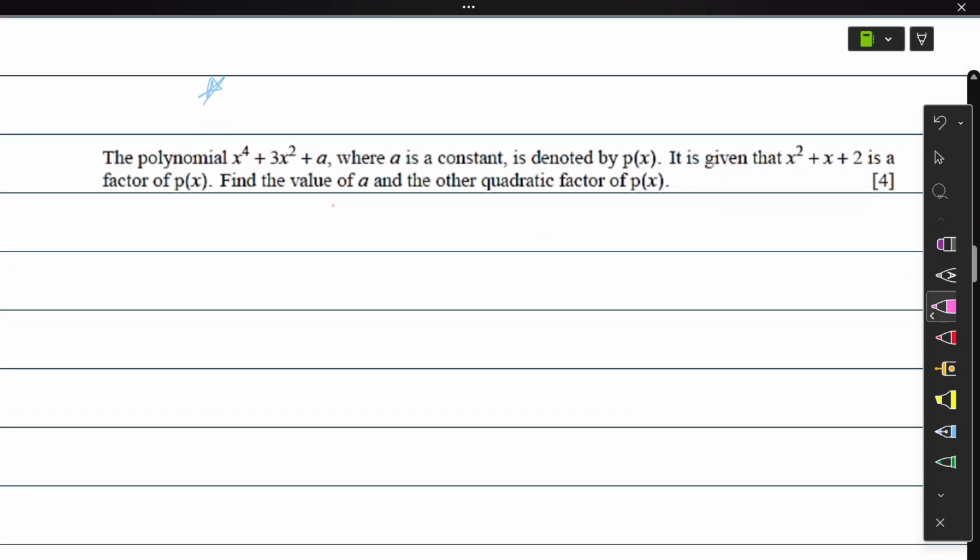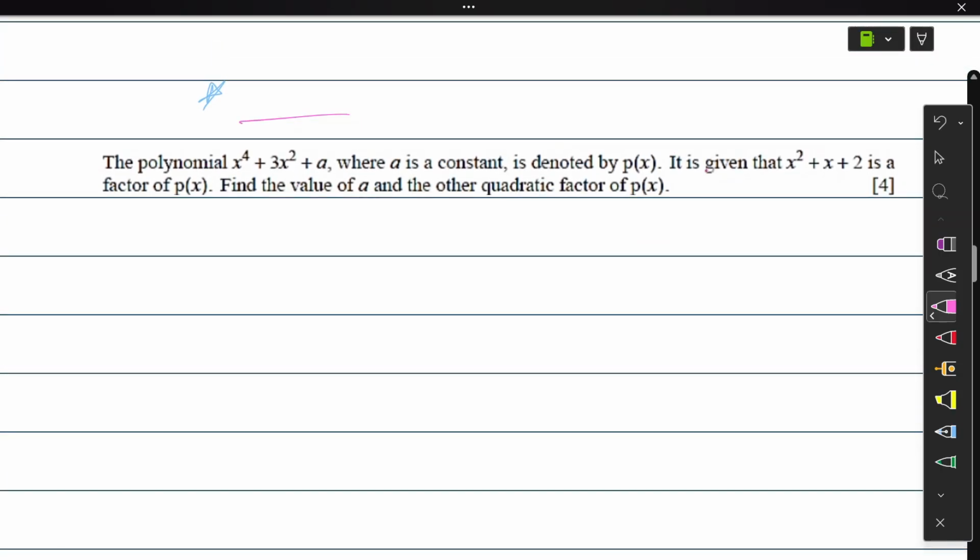Okay. So it's a simple question, brother, the polynomial, we're calling it P of x. It is given that this is a factor. So if I divide this polynomial by this equation, I'm going to get a remainder of 0. Find the value of a and the other quadratic factor, please. But since we made a mistake before, let's be more mindful about this one.